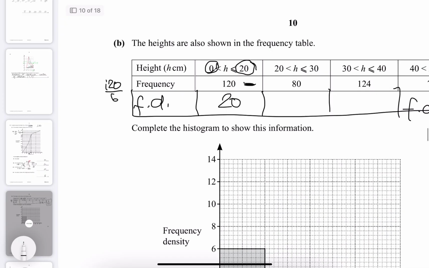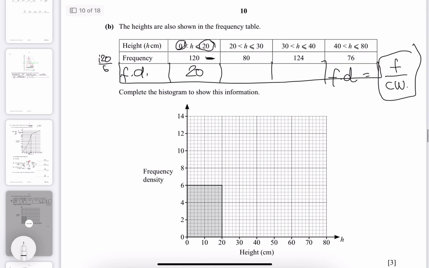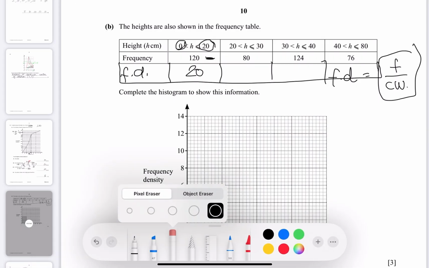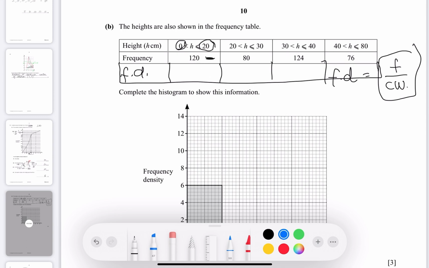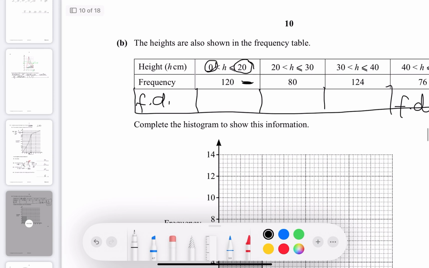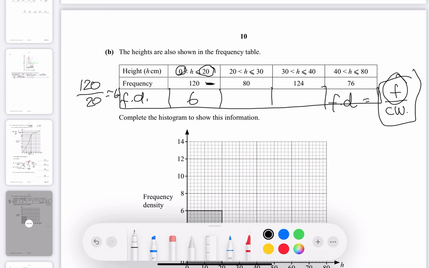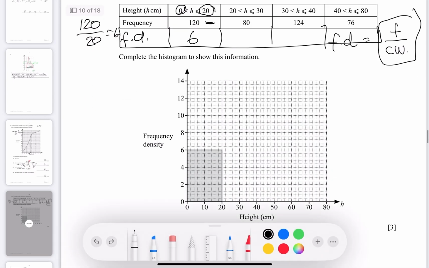Sorry, I skipped ahead right there. The answer is 6 because 120 divided by 20 is 6. So the frequency density is 6, because the frequency is 120 and the class width is 20, and 120 divided by 20 is 6. Now that's why on the graph here, it's drawn at this level of 6 from 0 to 20.